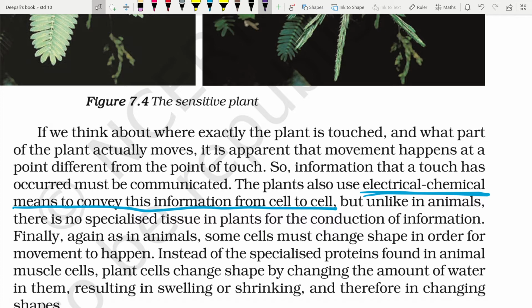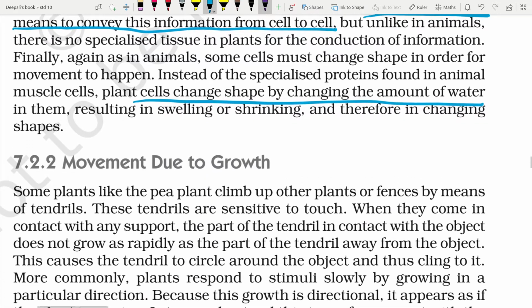Finally, again as in animals, some cells must change shape in order for the movement to happen. Instead of the specialized protein found in animal muscle cells, plants change shape by changing the amount of water. So if you try to differentiate this in plants and animals, then the amount of water will result in swelling or shrinking, and therefore the change in shape occurs.